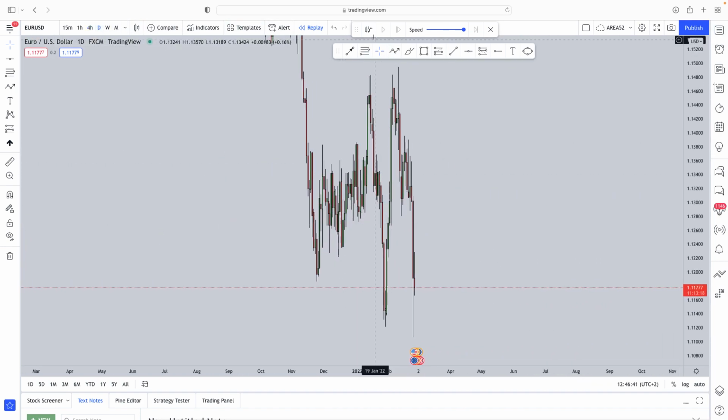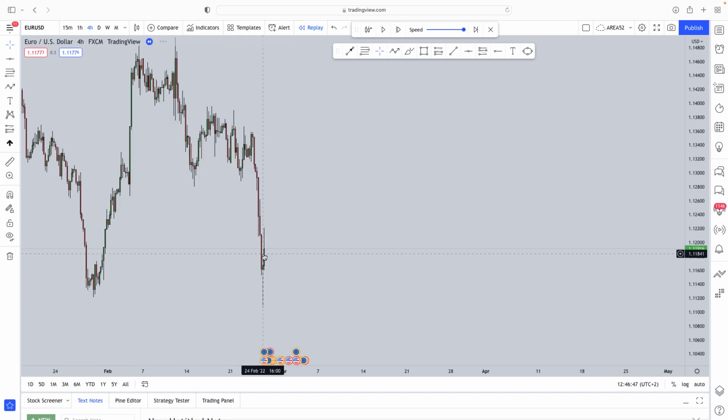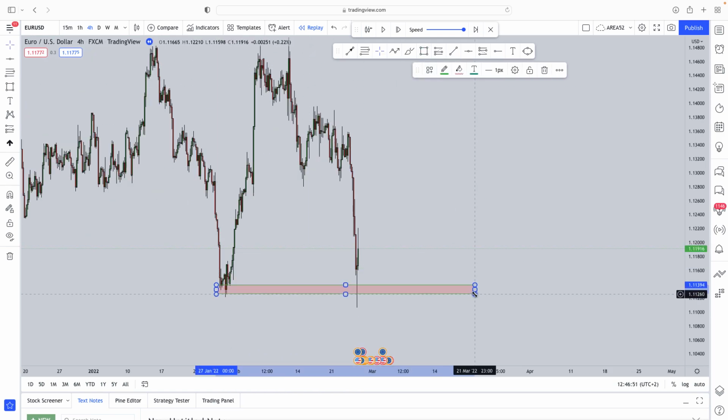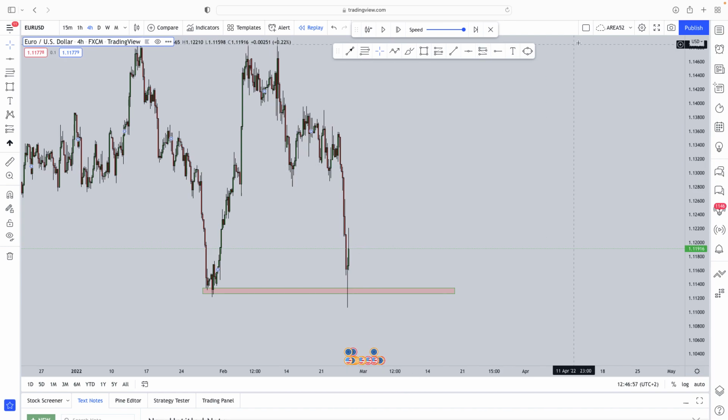So I'm going to remove this candle because this candle was not printed yesterday. So this was the daily candle. All right, so this was the level of support. Now if you go and look at the dollar index again, it will just be the opposite side.